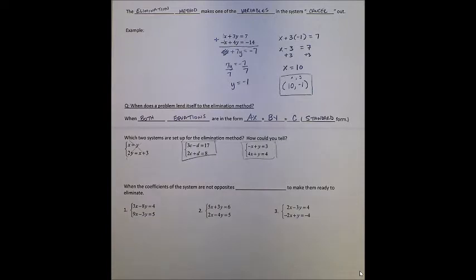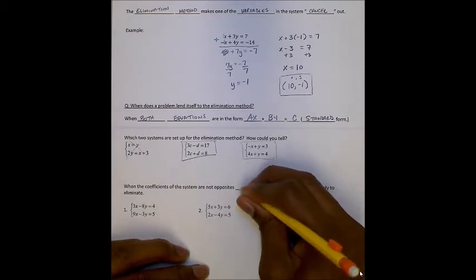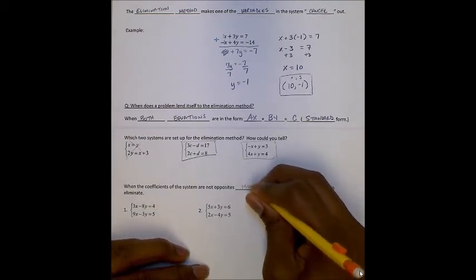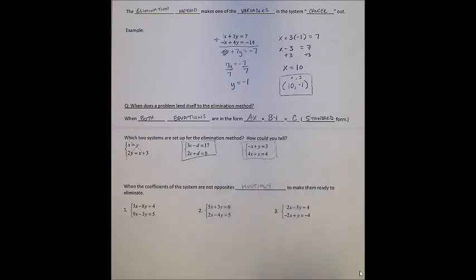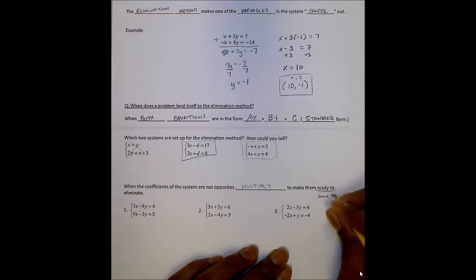All right, so that first example was set up pretty nice for us in the sense that we already had 1x and negative 1x. But when the coefficients of the system are not opposites, we need to multiply to make them ready to eliminate. And by ready to eliminate, we mean same number, opposite sign.